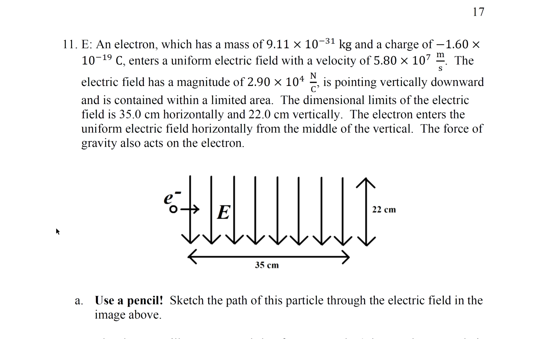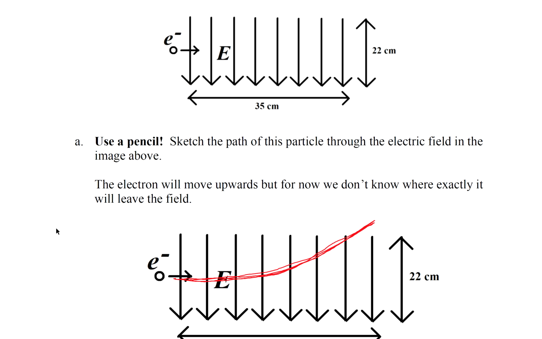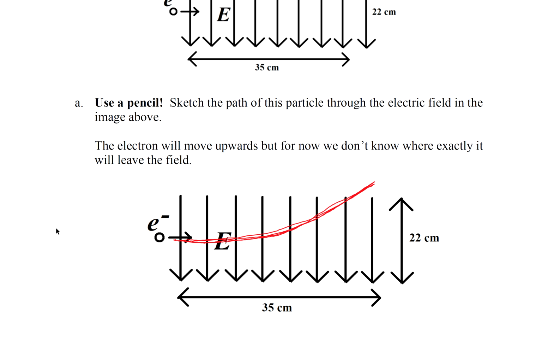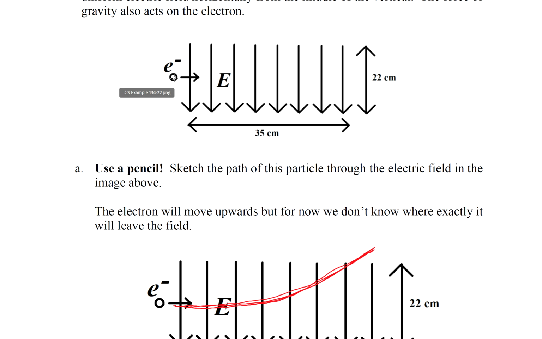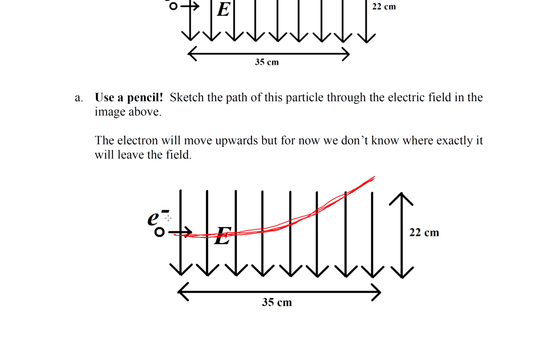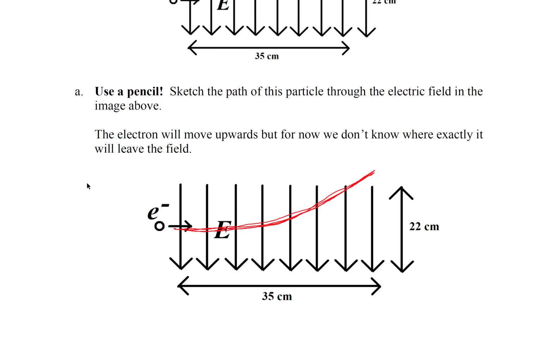The electron enters the uniform electric field horizontally from the middle of the vertical. The force of gravity also acts on the electron. So part A, sketch the path of this particle through the electric field in the image above. Remember, this is negatively charged. Above here we have a positively charged plate, and below here we have a negatively charged plate, because the electric field lines always go from positive charge to negative charge. So this electron wants to move upwards towards a positive charge.